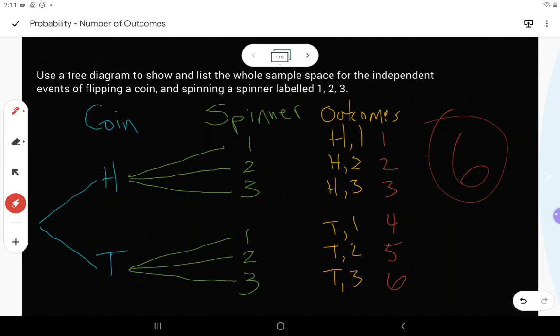But I just want to point something out to you. If I flip a coin, I have 2 possibilities. I have heads or tails. And if I had flipped a heads and I spun the spinner, well, the spinner has 3 options, right? I can spin 1, I can spin 2, I can spin 3. And so what you might have noticed is you've got 2 total outcomes for the coin and 3 total outcomes for the spinner. And I wonder if you can see some relationship between 2 and 3 and then our total number of outcomes of 6.